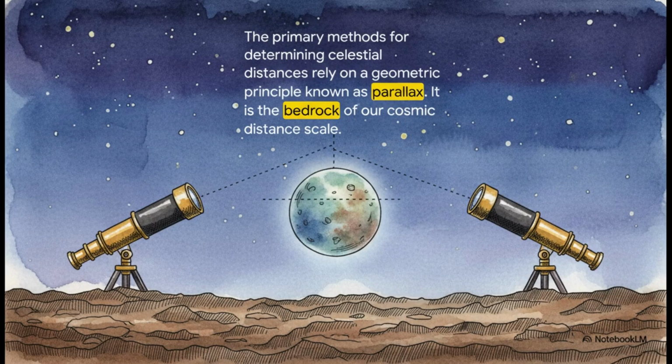The solution to this problem, the key that unlocks that third dimension, is a principle known as parallax. You've experienced this thousands of times. If you're driving in a car, you'll notice nearby fence posts zip by, while mountains on the horizon seem to barely move at all. That apparent shift in an object's position due to a change in the observer's position, that is parallax, and it is the absolute foundation of cosmic distance measurement.